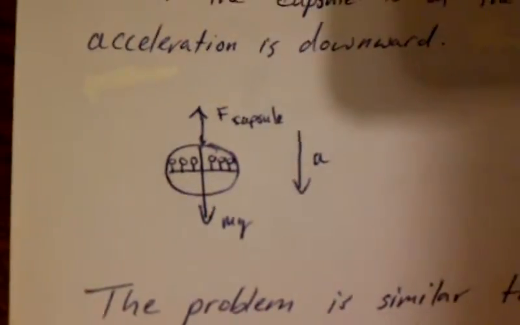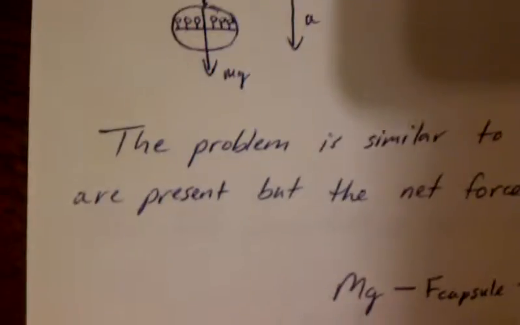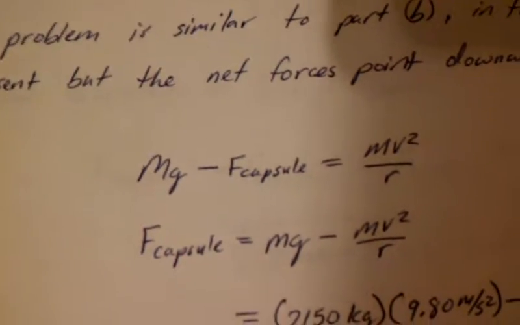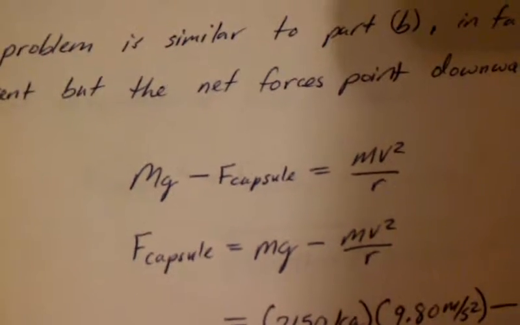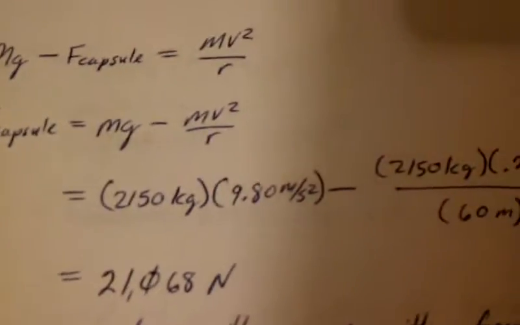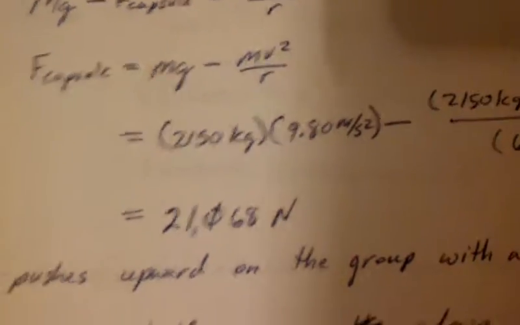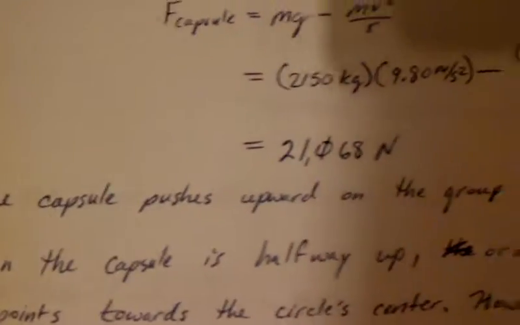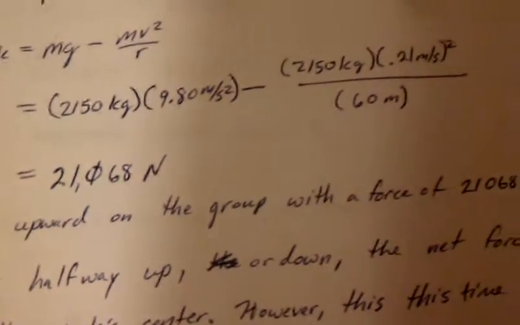When the capsule is at the highest point of the rotation, the acceleration is downward. There it is, the picture again. This way the a is pointing the opposite direction. The problem is going to be similar to part B. In fact, the same forces, it's just how you set them up. So mg minus F capsule equals mv squared over r, or F capsule equals mg minus mv squared over r. So you just plug in the same numbers, and you get 21,068 newtons. So the capsule pushes up on the group with a force of 21,068 newtons.